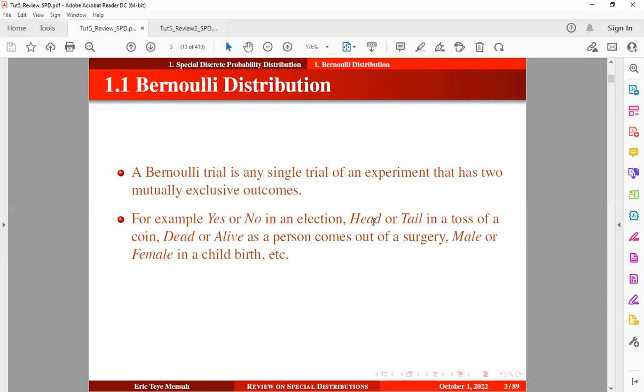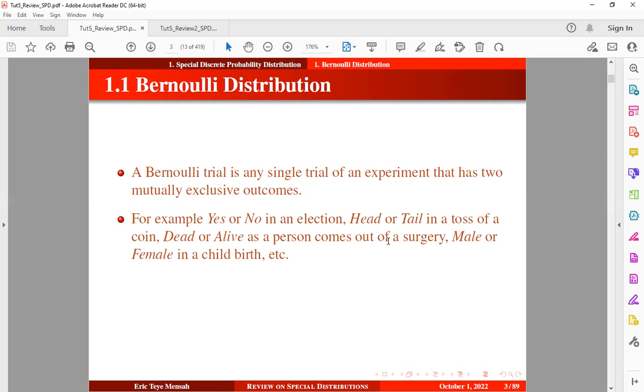When there's an election, either you vote for party A, which is yes, or party B, which is no. You can't vote for the two parties at the same time, okay? So we are going to have an individual or observation belonging to one of these parties at a time. Also, head or tail in a toss of a coin, okay? For example, when there's a football match, we have two teams and each team will go for one of these outcomes, either head or tail. We can't have a team picking the two outcomes at the same time, okay? We say that one team goes for head and another team goes for tail, okay?